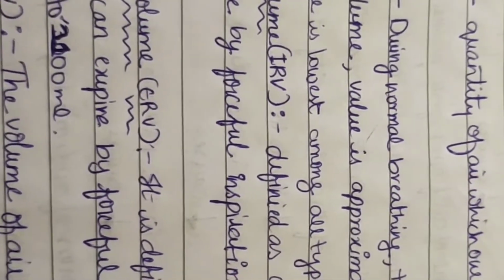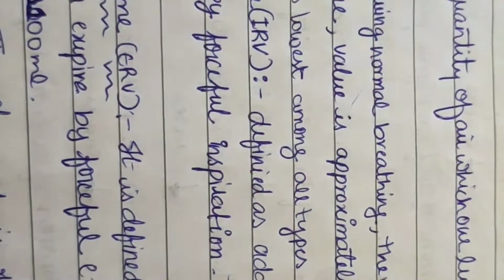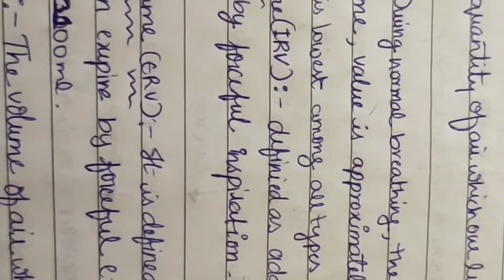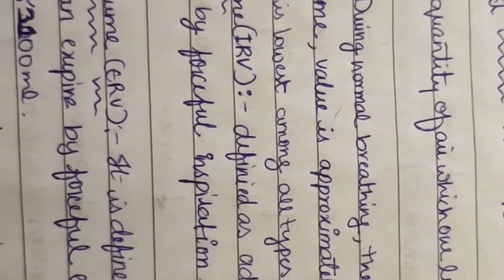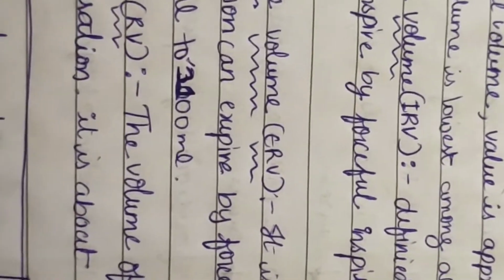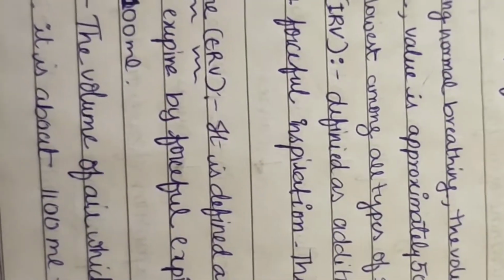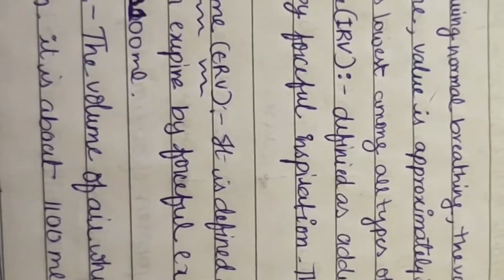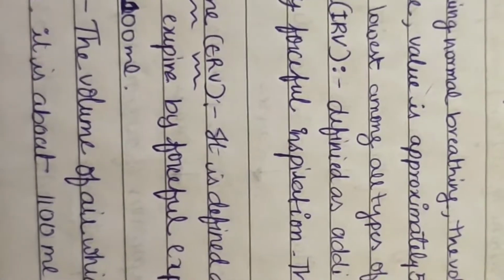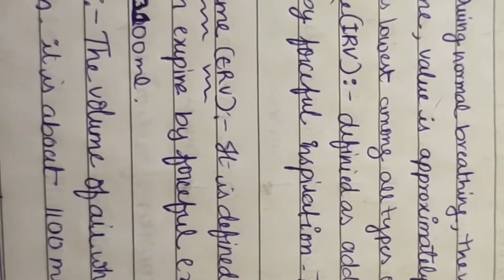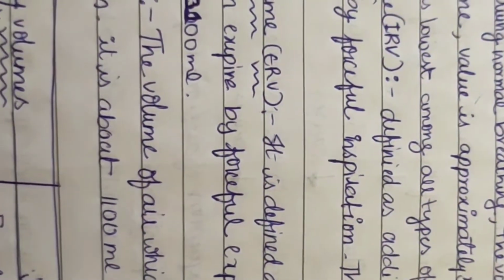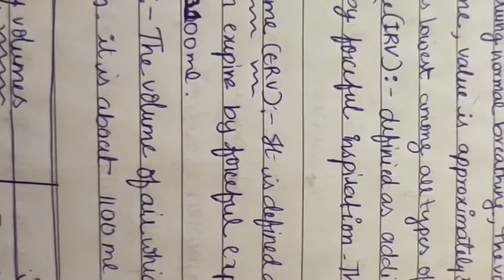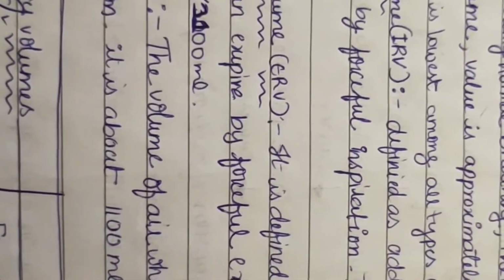Inspiratory reserve volume, IRV. It is defined as the additional or extra volume of air a person can inspire by forceful inspiration. This volume averages 2500 to 3000 ml. Then expiratory reserve volume, ERV. It is defined as the additional or extra volume of air a person can expire by forceful expiration. This volume averages 1000 ml to 1100 ml. Then residual volume, RV: the volume of air which remains in the lung even after forceful expiration is known as residual volume. It is about 1100 ml to 1200 ml. Here you can see the values.